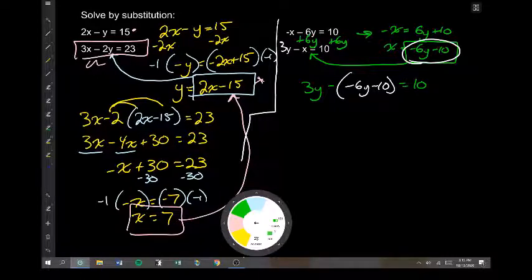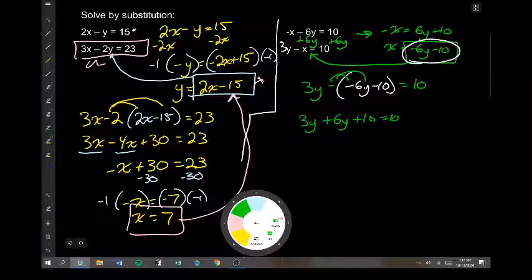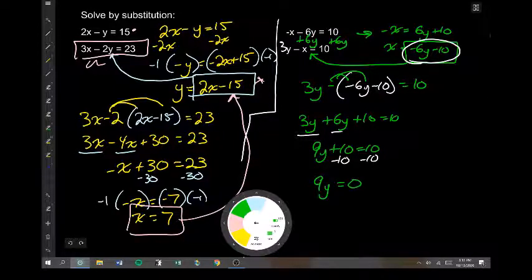Now something kind of funny is going to happen with this problem, and I did this on purpose. When I distribute this negative, I'm going to get 3y plus 6y plus 10 equals 10. Distributing a negative all by itself is something else we just can't lose sight of. We're subtracting the whole quantity, negative 6y minus 10, so we can't lose sight of the fact that it has a negative that has to get distributed. When I solve this, I'll combine these like terms. 9y plus 10 equals 10. Next, I'll subtract a 10 from both sides, and that gives me that 9y equals 0.